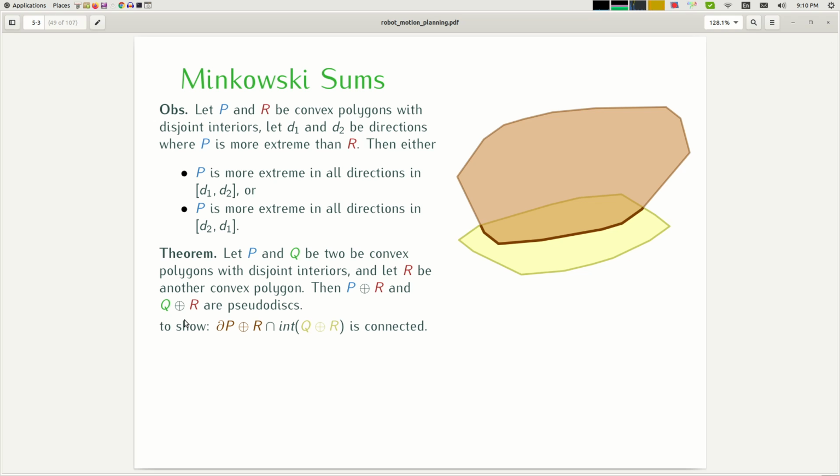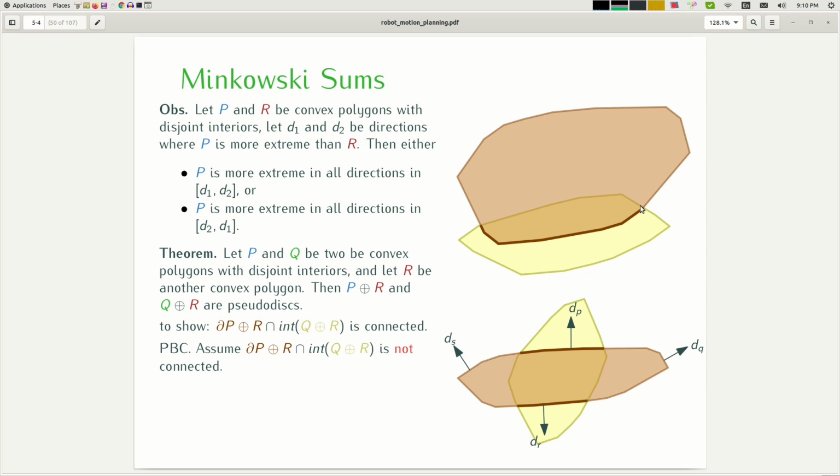Okay. To prove this, we just need to show that the interior of this intersection is connected. When you look at the boundary of one object that is inside the other one, it is connected. As we discussed, this is equivalent to objects being pseudodisks. Okay, so how do we prove it? Well, we're going to use basically the previous observation. Imagine that they're not connected. So you have basically one piece and then the second piece. Then we're going to use the previous lemma to get to a contradiction.